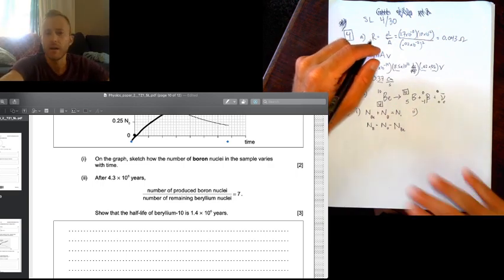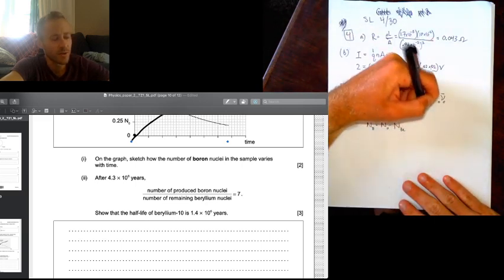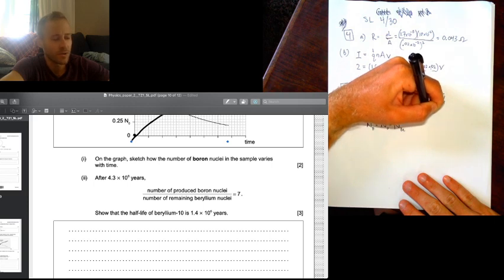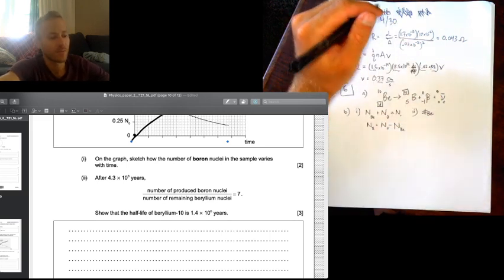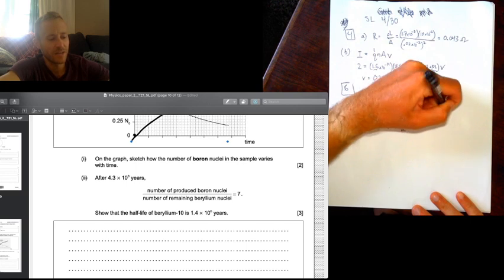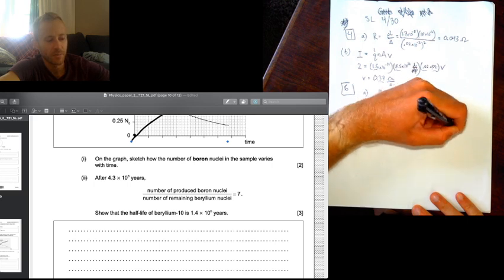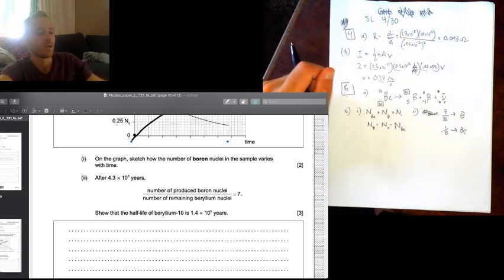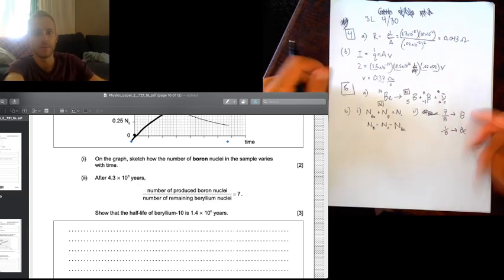Okay, so what that means is that there are 7 times as many boron as there are beryllium. So basically that means that 7/8 of the sample is boron and 1/8 is beryllium, because that would give their ratio as 7. And then they add to just 1.